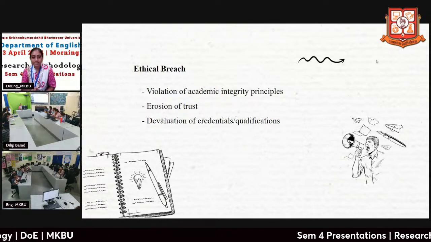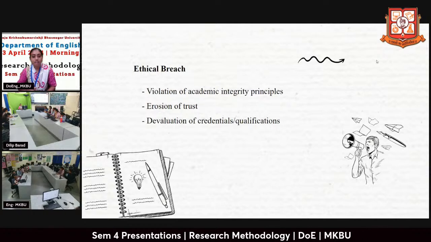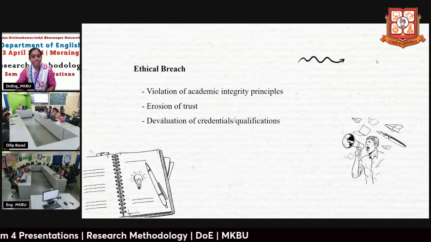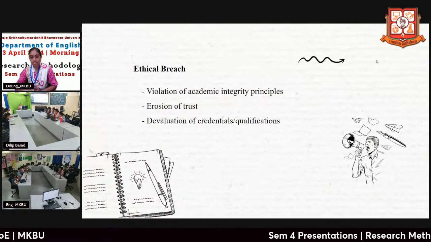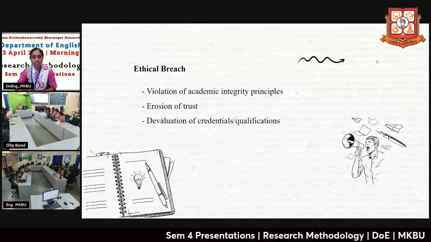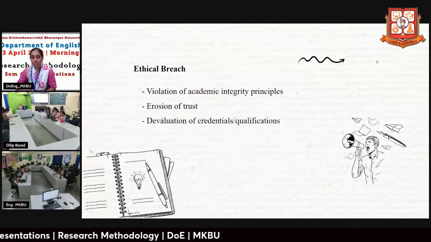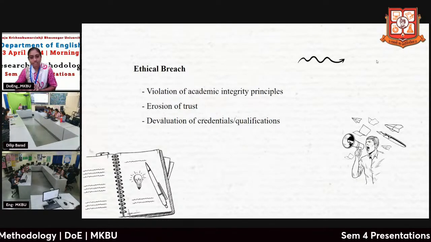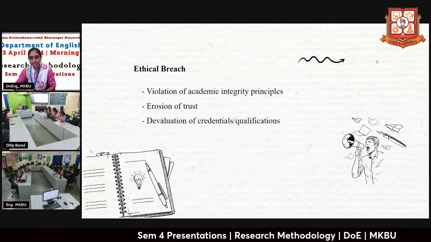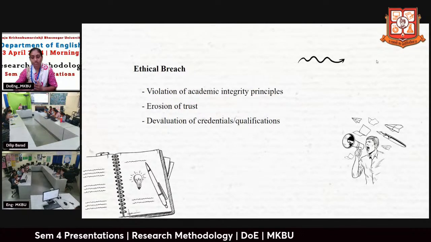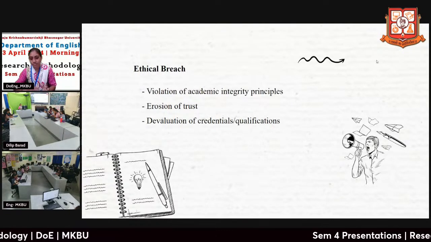The last one is ethical breach. Plagiarism can be a violation of academic integrity principles. It can be an erosion of trust and of your academic information. It also devalues your credentials and qualifications. You can lose your values in academics as well as in your qualifications.